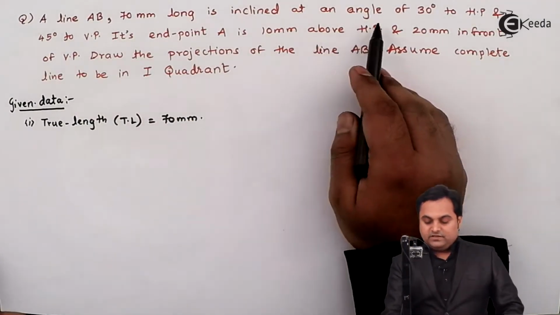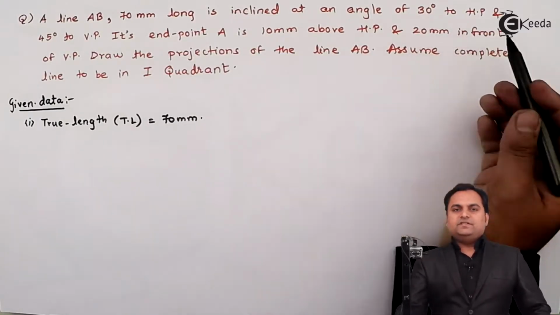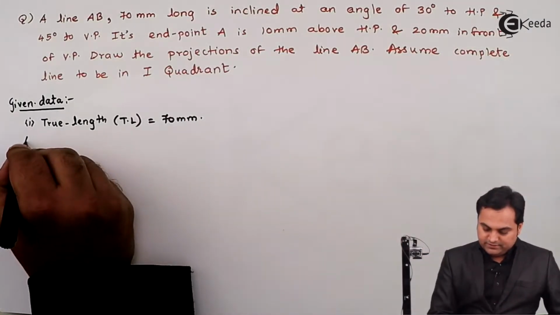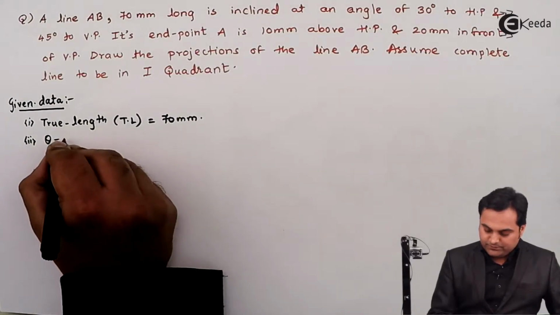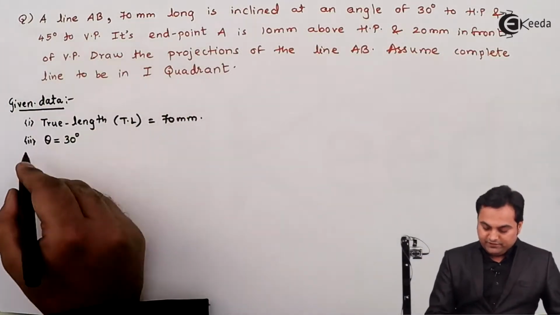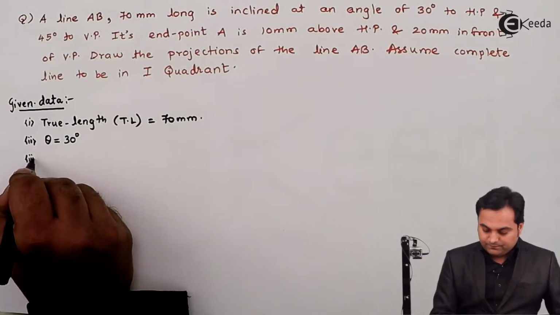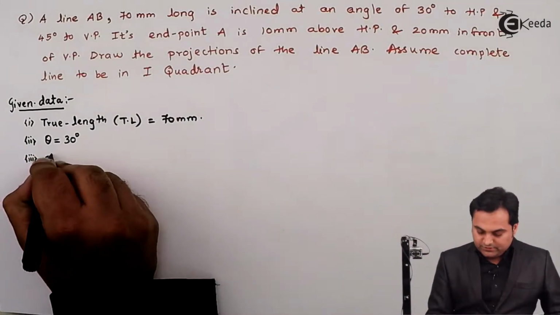Then it is inclined at an angle of 30 degree to HP. Inclination with HP is seen in VP and that angle is theta, that is inclined to HP at 30 degree. Next, and 45 degree to VP. Inclination with VP is seen in HP. The angle is denoted by phi.